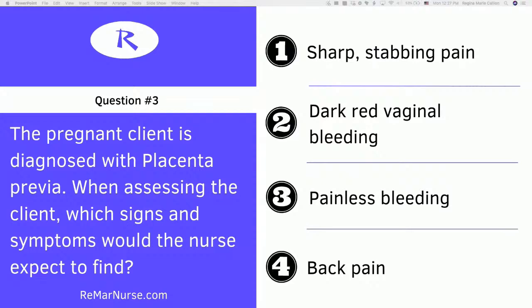All right, here we go. Question number three. The pregnant client is diagnosed with placenta previa. Okay. When assessing the client, which signs and symptoms would the nurse expect to find? Okay, here we go. Number one, a sharp stabbing pain. Two, dark red vaginal bleeding. Three, painless bleeding. Or four, back pain.